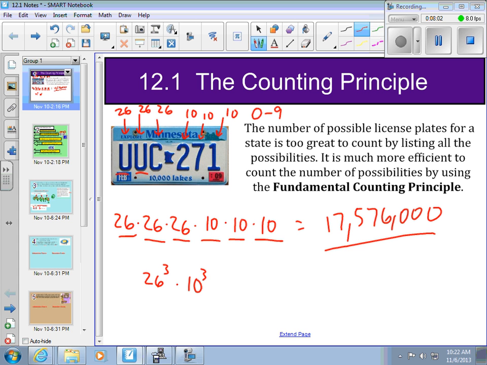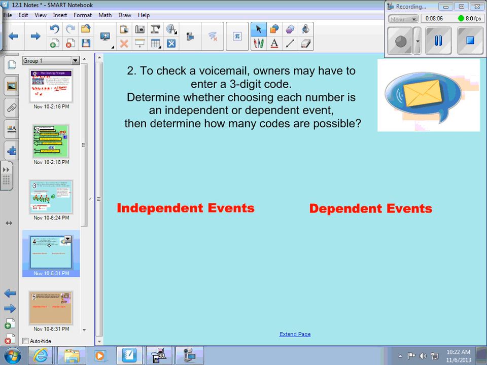That's the fundamental counting principle. All right, let's look at a couple more examples on the back. Number 2: to check a voicemail, owners may have to enter a 3-digit code. Determine whether choosing each number is an independent or dependent event. Then determine how many codes are possible.